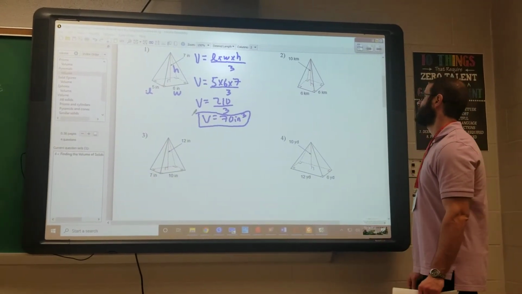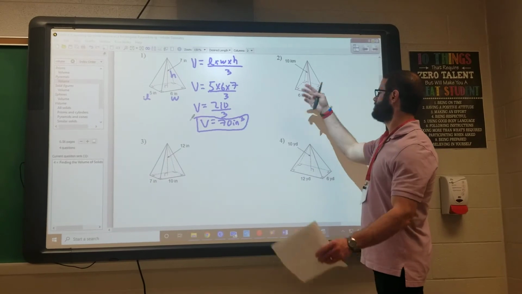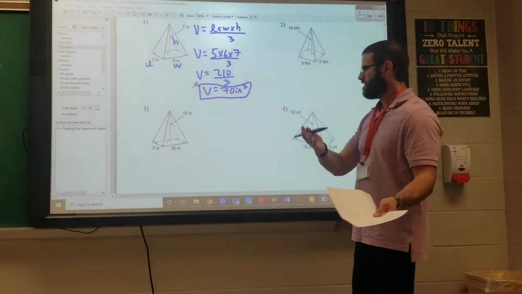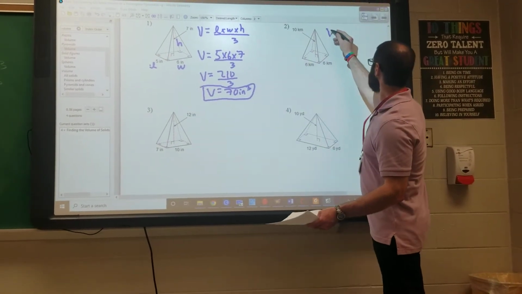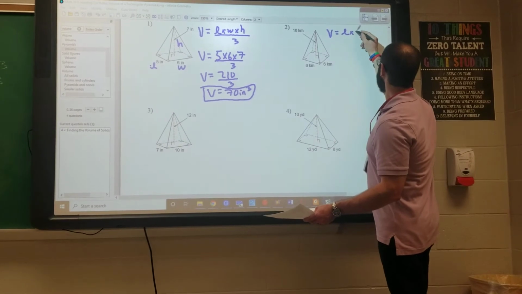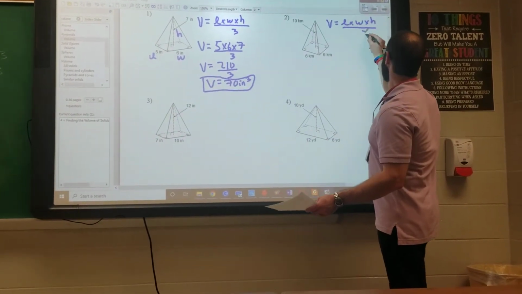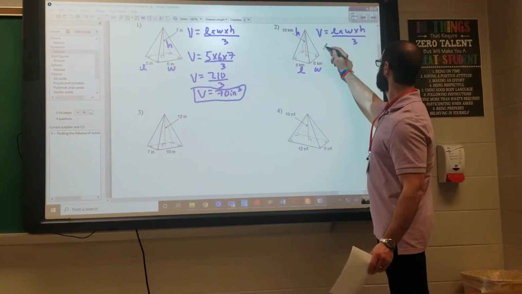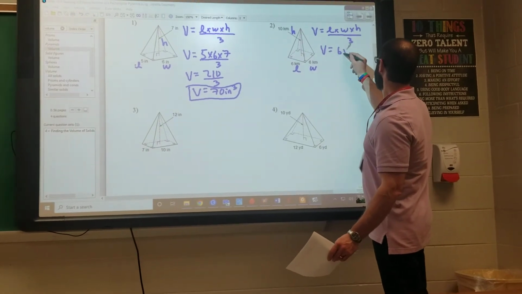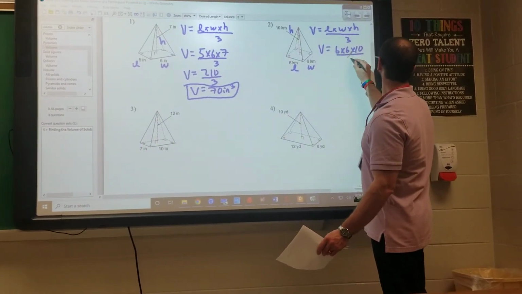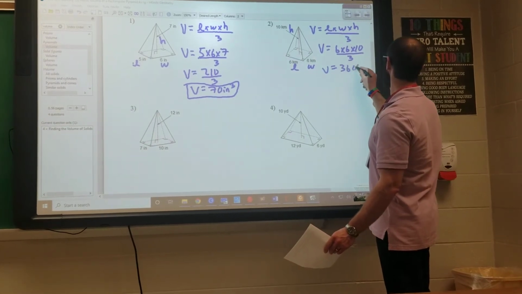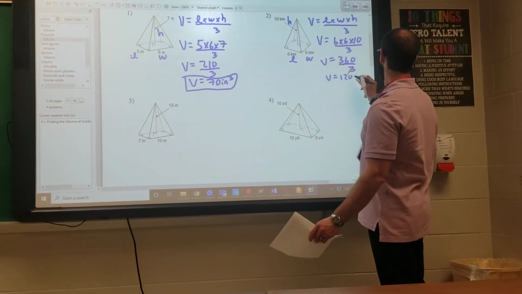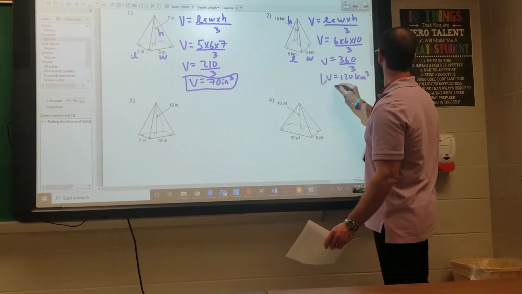Okay, so that would be the volume of that pyramid. Next one. Notice in this one, the length and width are the same, so what shape do we actually have on the base? That's actually a square, but we still use the same formula: length times width times height, divide by 3. Length and width are the same at 6, the height happens to be 10. So volume equals 6 times 6 times 10, divided by 3, so that's 360 on top, divided by 3, so we get 120 kilometers cubed.